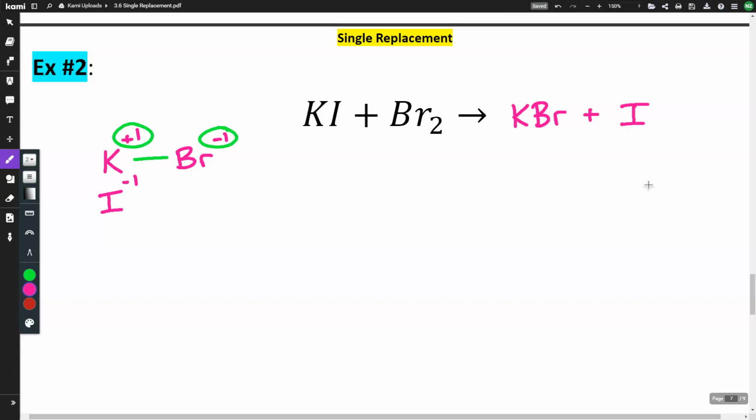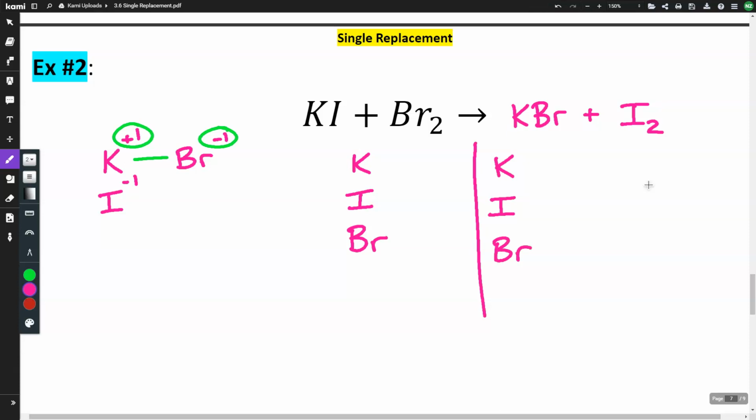Let's go through our checklist. I have no bright or clever friend. So iodine is on that list, can't be by itself, so I need to add a 2 here. Let's balance. We have potassium, we have iodine, we have bromine, potassium, iodine, bromine. 1 potassium, 1 iodine, 2 bromines, 1 potassium, 1 bromine, 2 iodines.